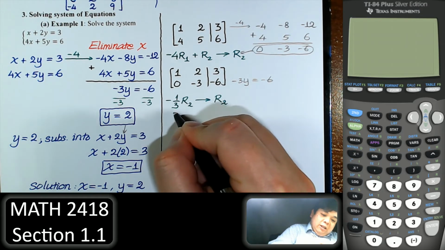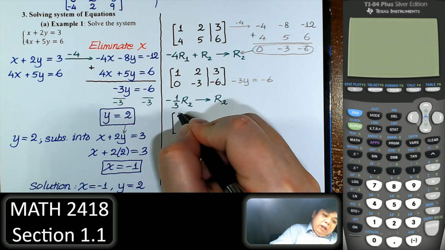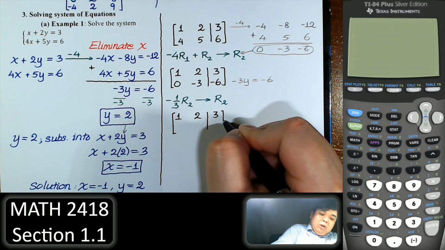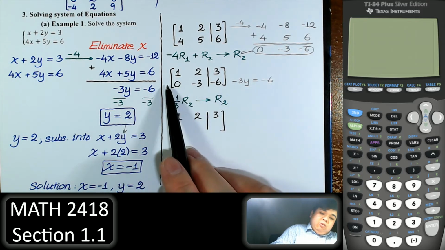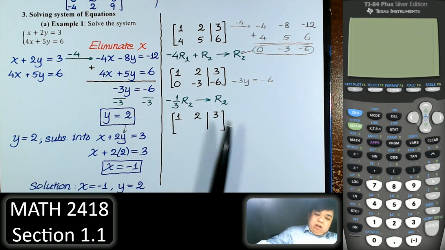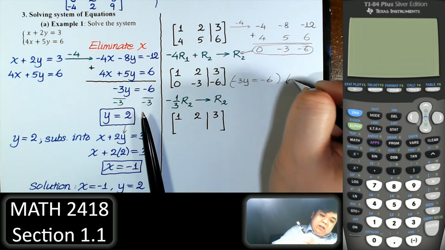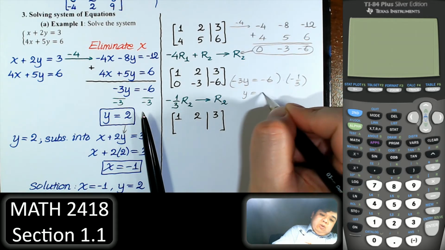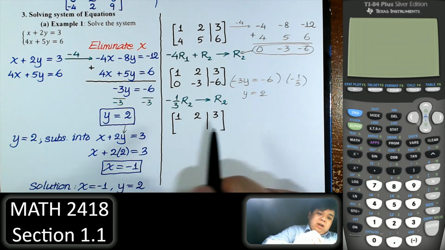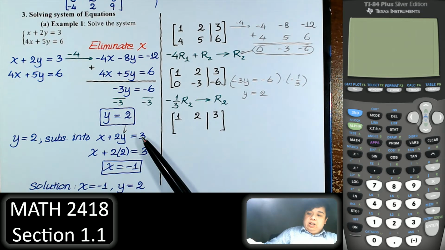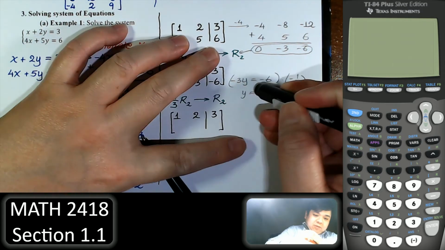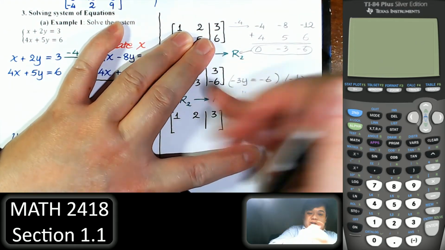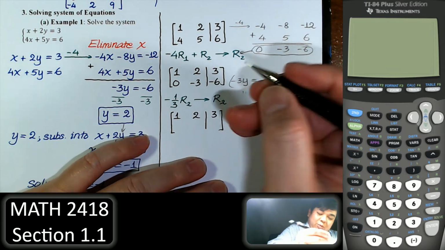So do that. Row 1 will be the same, but row 2 will be this row multiplied by -1/3. So if we multiply this by -1/3, that gives us y equal to 2. Of course, we multiply everything by -1/3 here. Like I said in the first section, I will go extremely slow, but later on we can do things quicker.